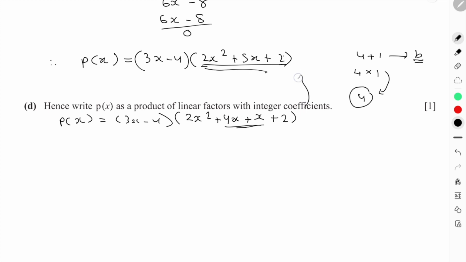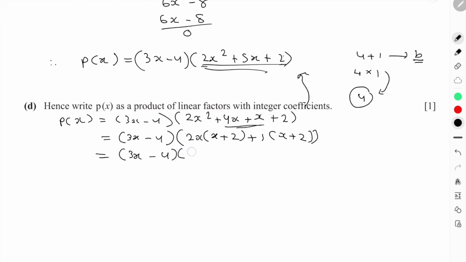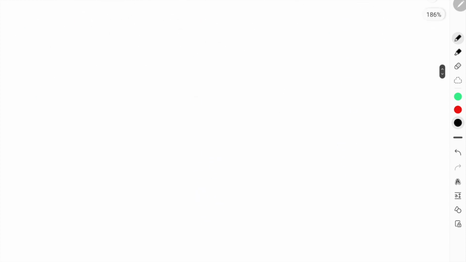So these two are essentially the same, and now let's try to take common. That's 2x into x plus 2, plus 1 into x plus 2, and then you have 3x minus 4 into x plus 2, and then 2x plus 1. So that's how you simplify it.